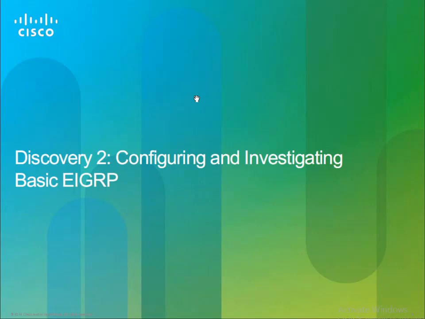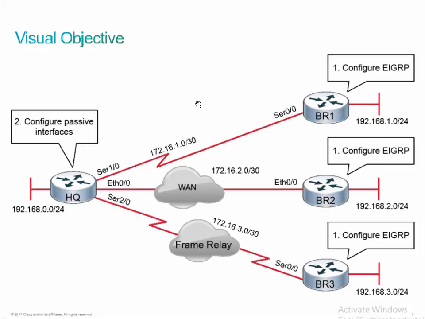How can I manipulate routing information and so on? All right. So this is our topology that we're going to be using in this particular case. HQ already has EIGRP configured. We have 3 different links that we're seeing here. We have a point-to-point serial link between HQ and BR1.